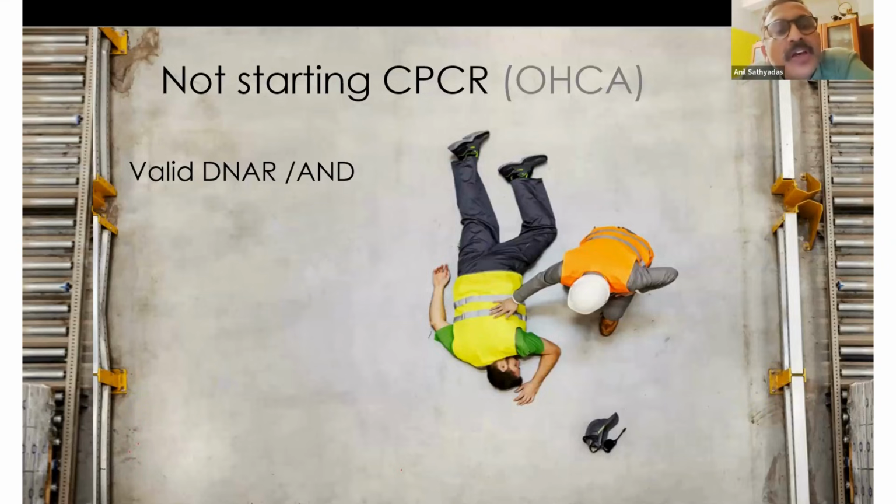So what is DNAR? It is do not attempt resuscitation. AND is allow natural death, almost having the same meaning. And usually they have a bracelet showing that it is DNR, because you might not be conscious to say do not resuscitate, unless you have a bystander telling the people not to resuscitate.